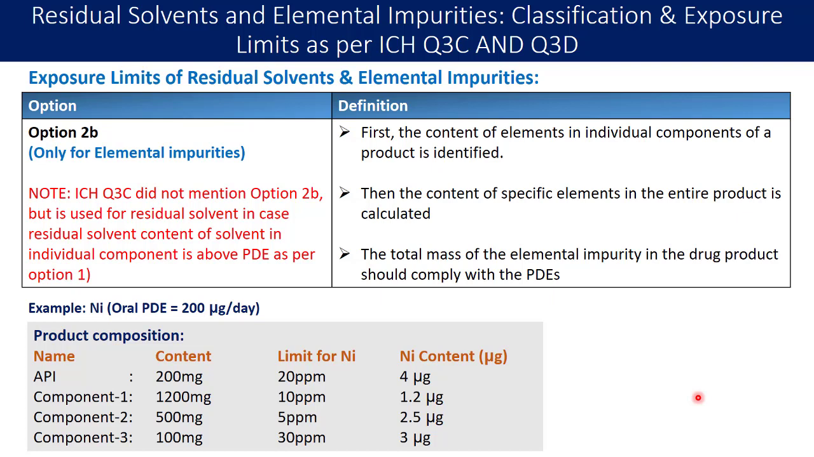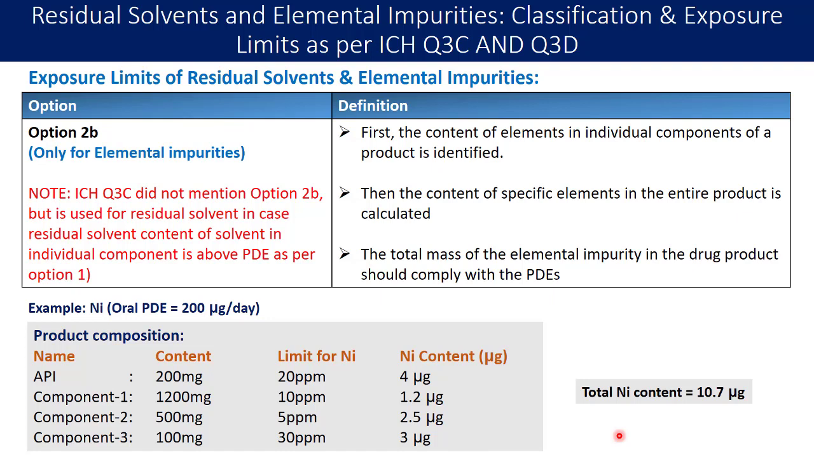Now, once I understand the content, the next step is what? I need to add all these values together and then identify what is the total nickel content in a product. That is 10.7 micrograms now. So what is the PDE value of nickel? 200 micrograms per day. But I am getting 10.7 microgram for this particular product now. And if this product is consumed daily once, I will have 10.7 microgram nickel going. It is meeting my permitted daily exposure.